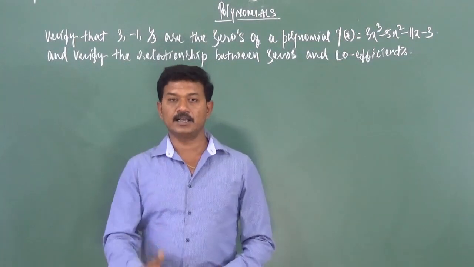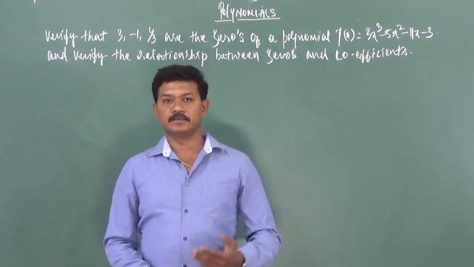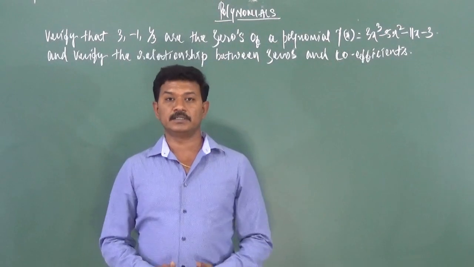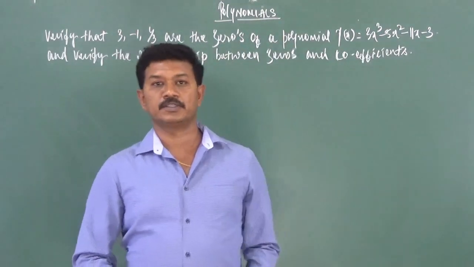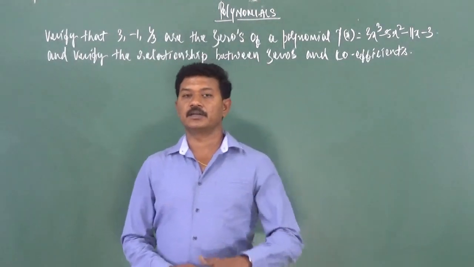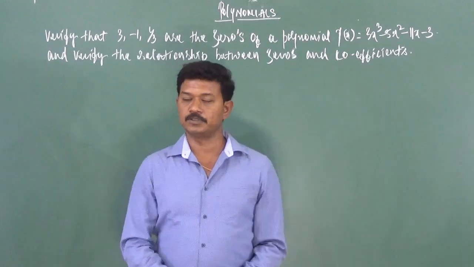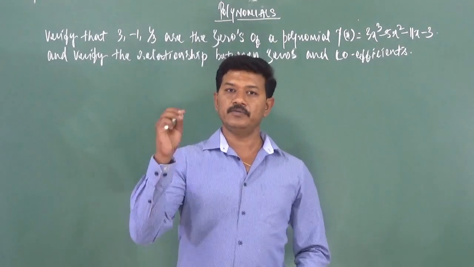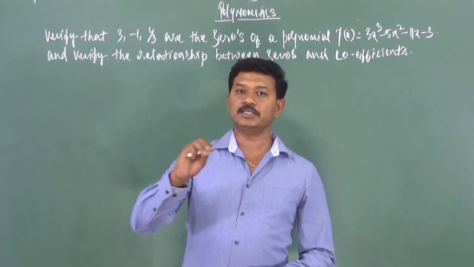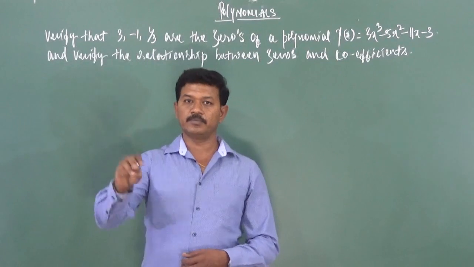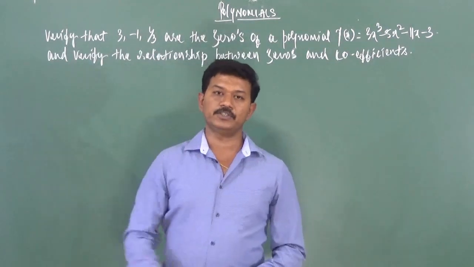So here in this class, we will be going with another very important problem, which is on a cubic polynomial. We all know that a cubic polynomial has at most 3 zeros. It can also have 2 zeros, 1 zero, and no zeros is also possible. So when we are given 3 zeros, we have to verify that those 3 zeros are the zeros of the given polynomial and verify the relationship between the zeros and the coefficients.